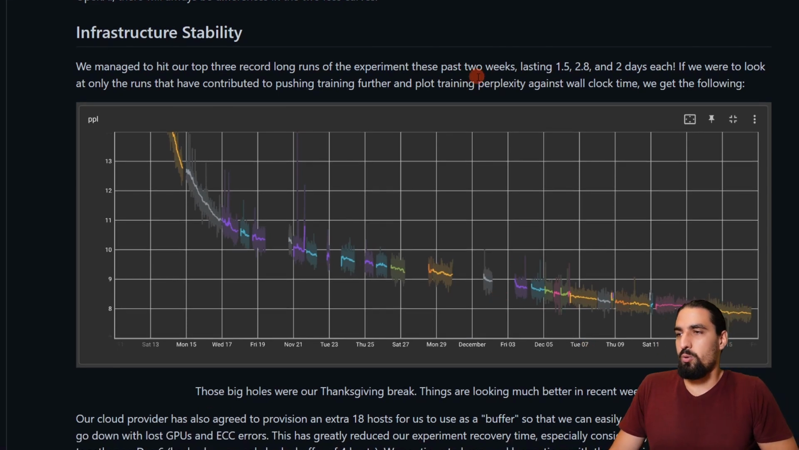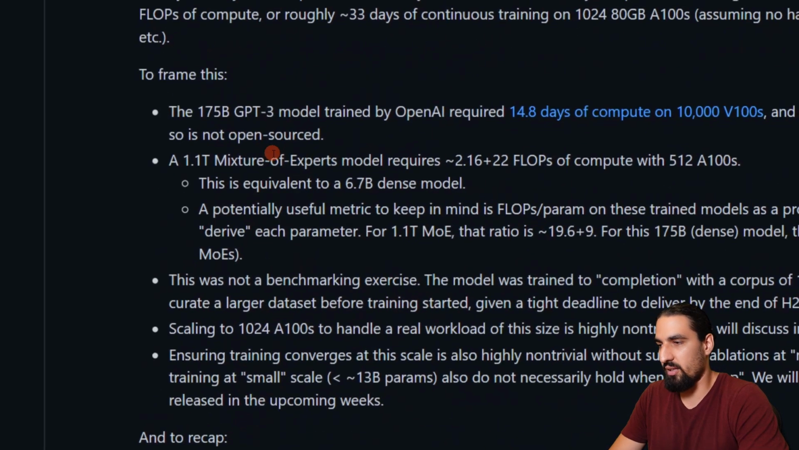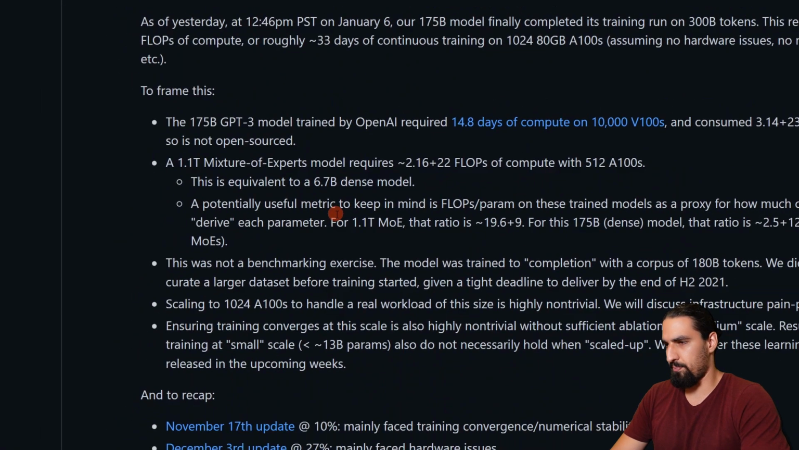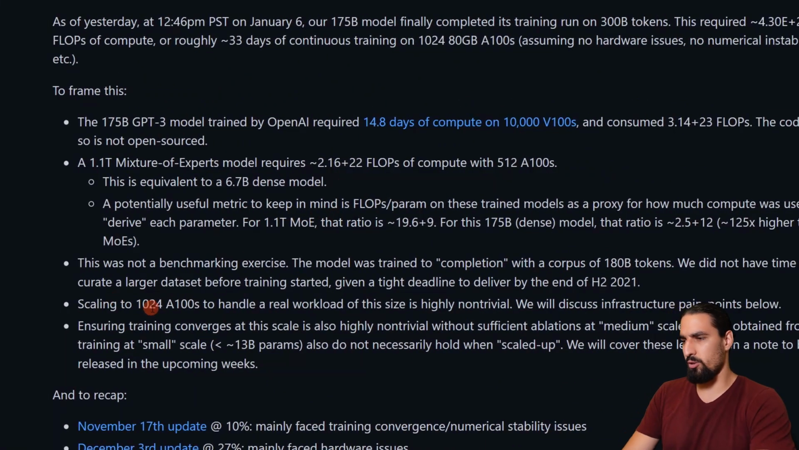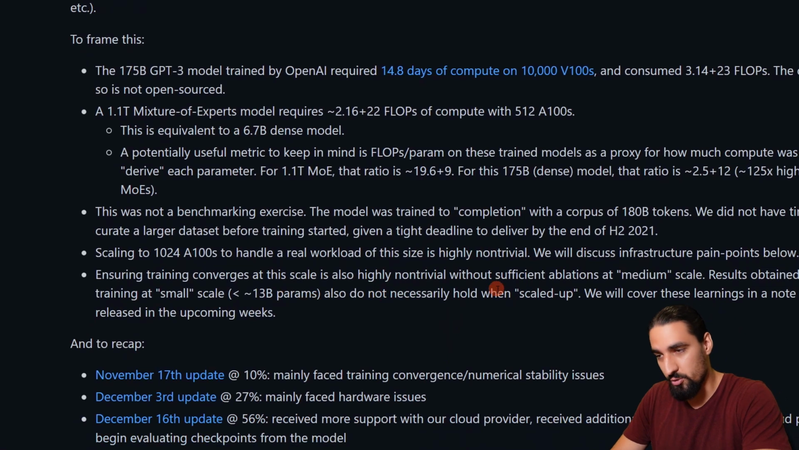Okay, finally, let's go to their final update. They have a couple of things, like some insights here. Let me pick a couple of them. Scaling to 1024 A100s to handle a real workload of this size is highly non-trivial. We will discuss infrastructure pain points below. Ensuring training converges at this scale is also highly non-trivial without sufficient ablations at medium scale.